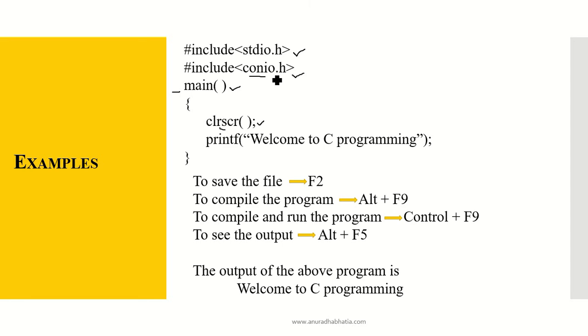input output. This header file supports two functions. One is clrscr, which is clear screen, and another one is getch, which stands for get the character from the keyboard. I've written this program: printf("Welcome to C programming"), and I close the curly brace. We have written the simple program.